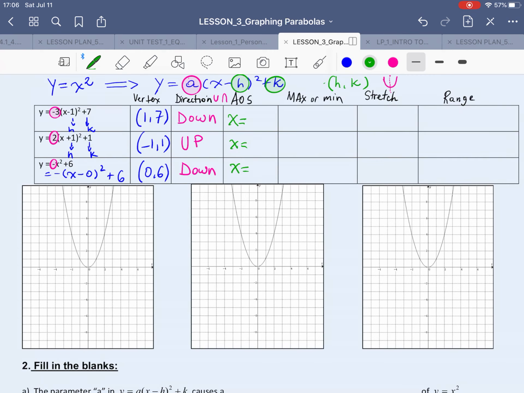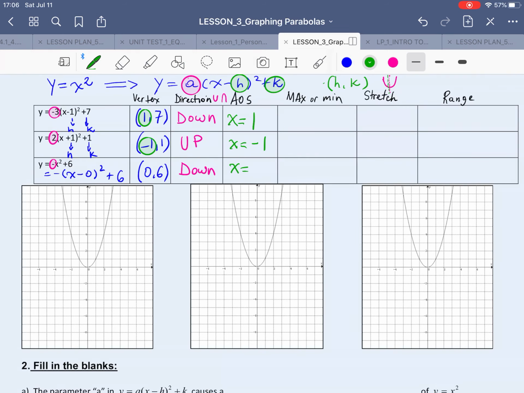And x equals, in this case, the coefficient h, because that would be the x coordinate of the vertex. So in this case, we'll have h equals 1. So the equation of the axis of symmetry is x equals 1. Next, h equals negative 1, so the equation of the axis of symmetry is x equals negative 1. In the last one, the value of h is 0, which will make the equation of the axis of symmetry x equals 0.